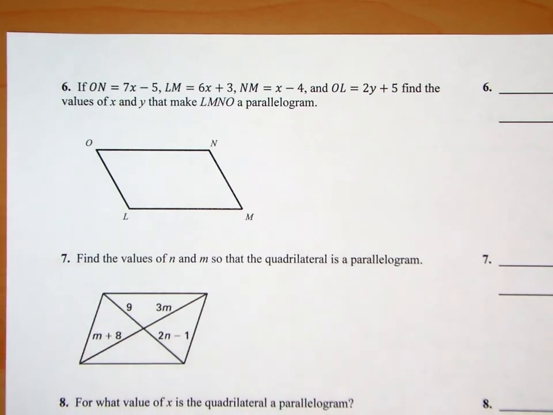On the back side, we have some more things with parallelograms and everything else. So if ON is equal to 7x minus 5, LM is equal to 6x plus 3, NM is equal to x minus 4, and OL is equal to 2y plus 5, find the values of x and y that make the quadrilateral LMNO a parallelogram. In order to show a quadrilateral is a parallelogram based on side lengths, you would need to show that opposite pairs of sides are congruent. Based on giving me 4 side measurements, that's what we're going to be doing.